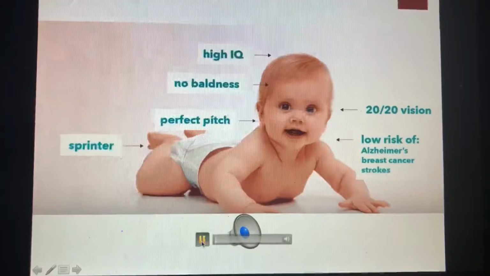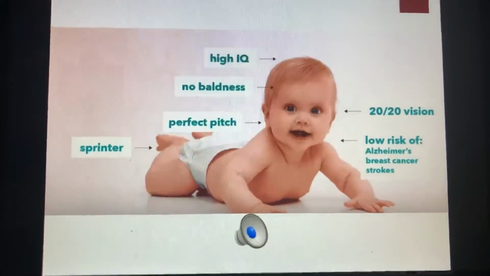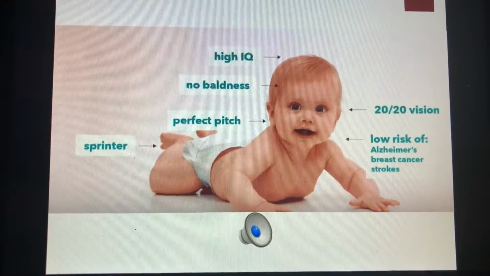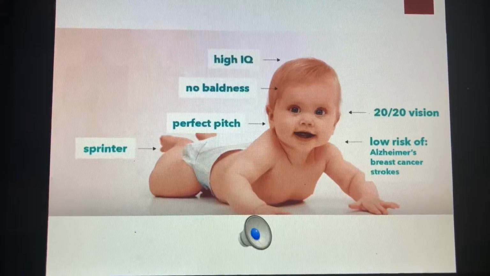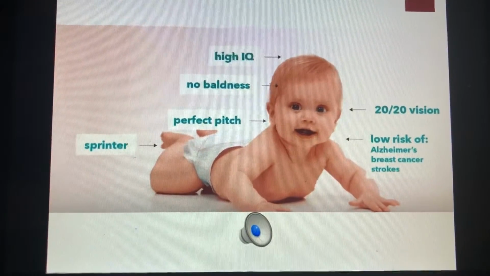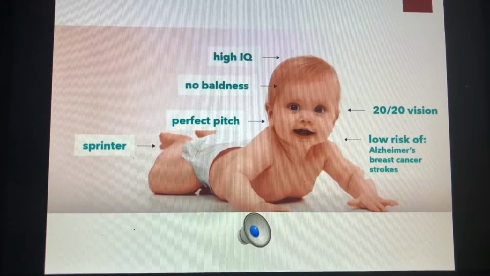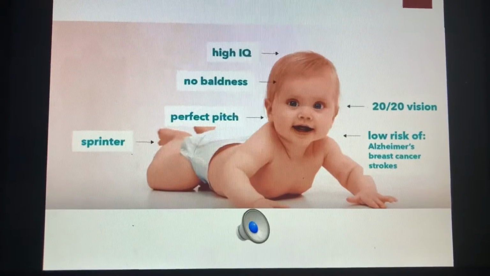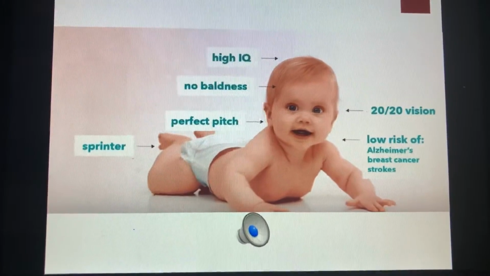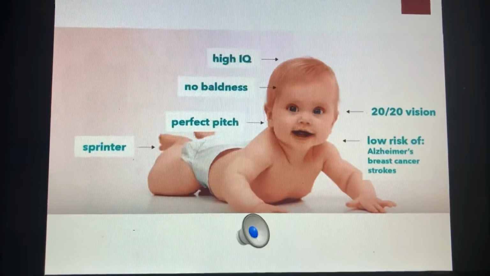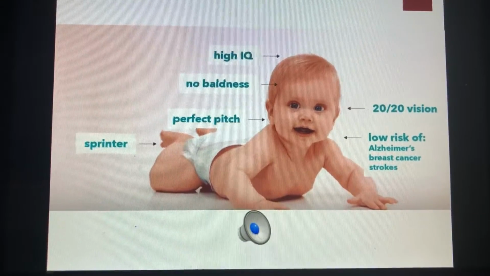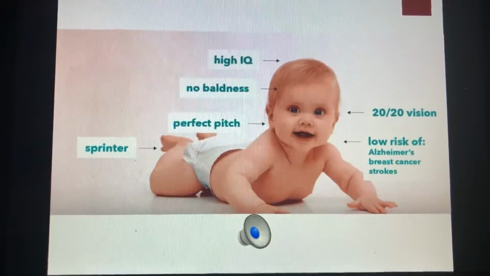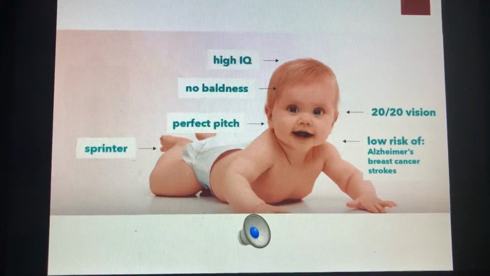So this cute, perfect baby is something that CRISPR would promise to make, basically, in the future, if it ever comes to that point. They would be able to remove traits such as baldness, male pattern baldness that runs in the family, perfect pitch, these types of qualities, 20/20 vision, perfect vision, and also diseases or traits that are passed down from generation to generation. So this is what CRISPR promises to do.